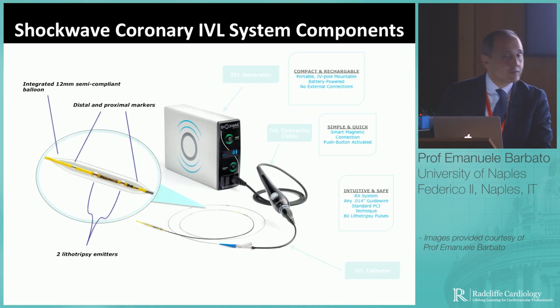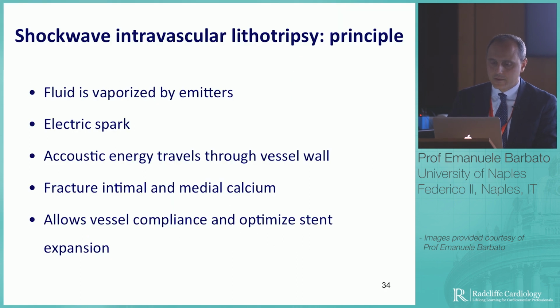But we have now, as some of you have mentioned, this new tool that might nicely complement rotational atherectomy in this case, as long as it can cross, of course. It can go through these lesions. And that is actually what we did. You all know how this works. Through electric sparks, it induces intimal fracture into the calcified layer of the vessel, and therefore should allow vessel compliance and optimization of the stent expansion.